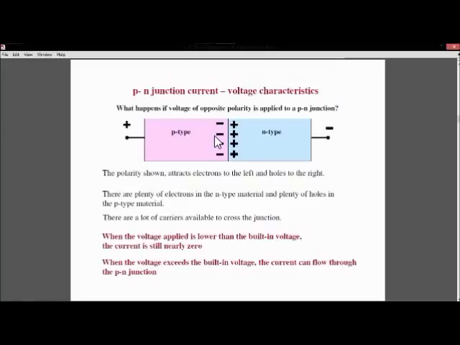When the applied voltage is lower than the built-in voltage, the current is still zero. You must remember, this is the depletion layer and it has a depletion voltage, or the built-in voltage. Only when the potential is greater than this built-in voltage is the flow of carriers possible. Until then, the current is zero. And when the voltage exceeds the built-in voltage, the current can flow through the PN junction easily.